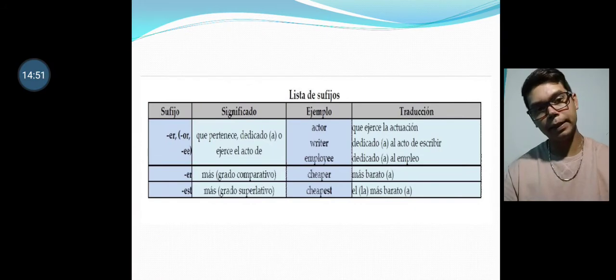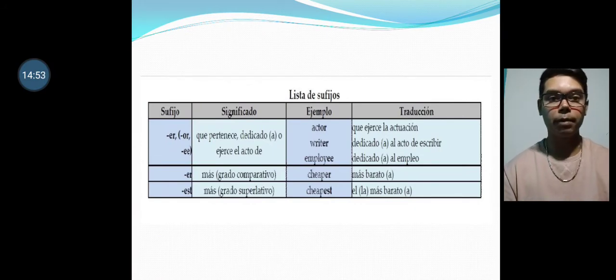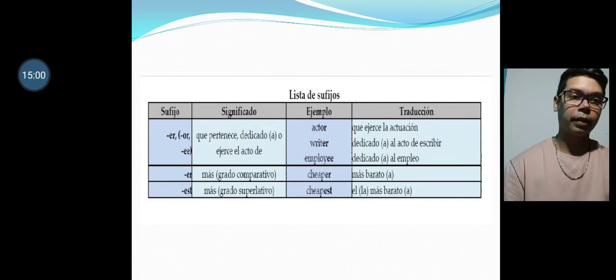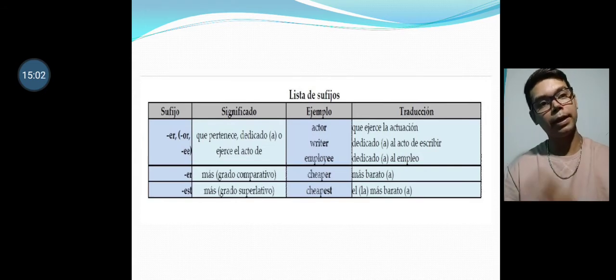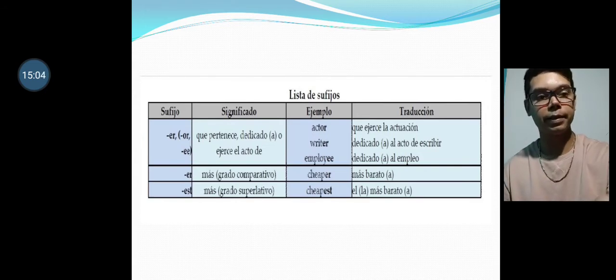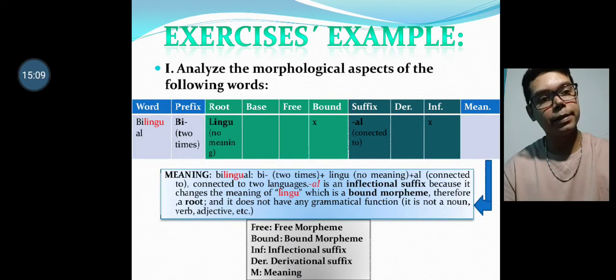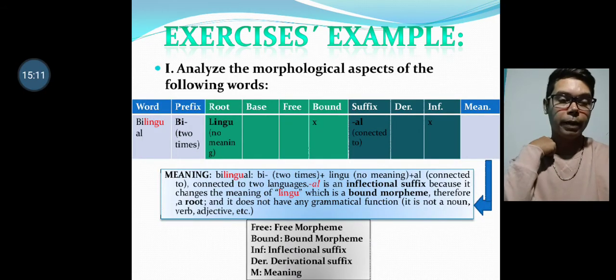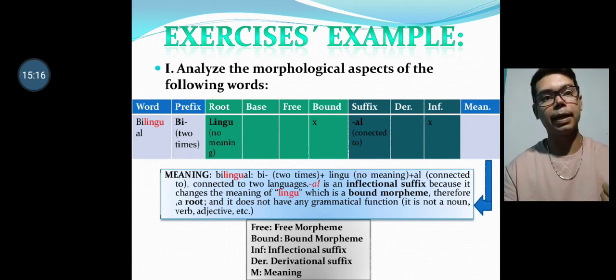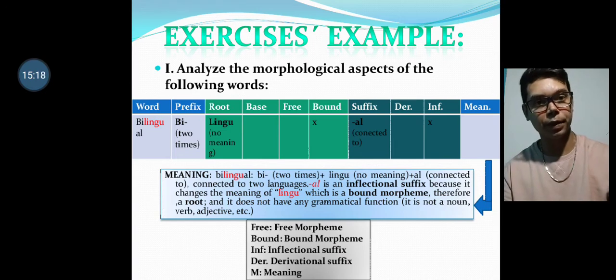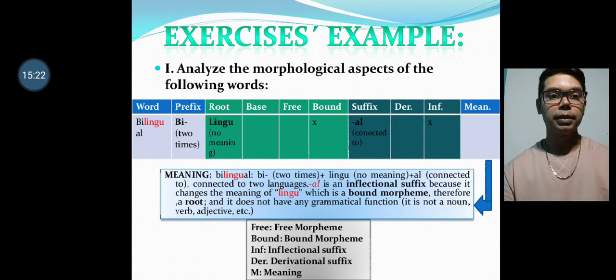Y también tenemos esa lista de sufijos. Aquí copié solamente un ejemplo, por ejemplo, ary, que pertenece, dedicado a, ejerce el acto de. Entonces ustedes traducen el significado del sufijo al inglés para el momento de hacer el análisis morfológico de las palabras. Entonces, con un ejercicio, el ejemplo para los ejercicios, en el ejercicio se les va a pedir algo así: analyze the morphological aspects of the following words. Okay, analice los aspectos morfológicos de las siguientes palabras.